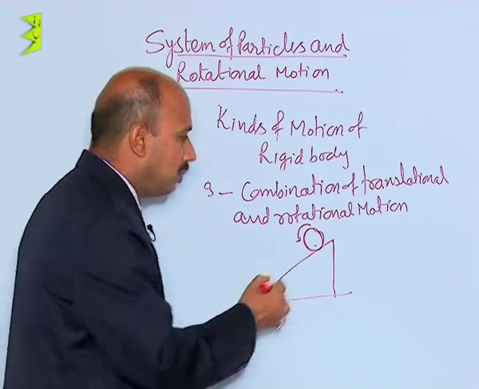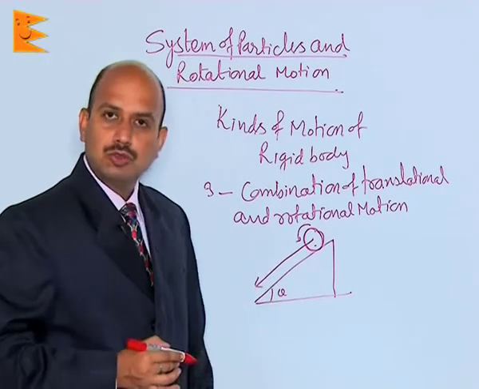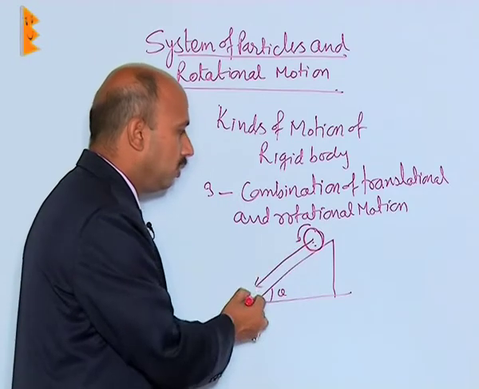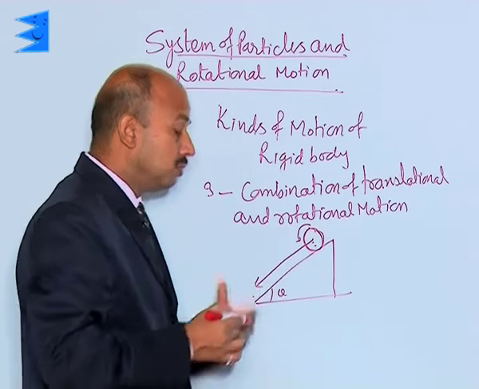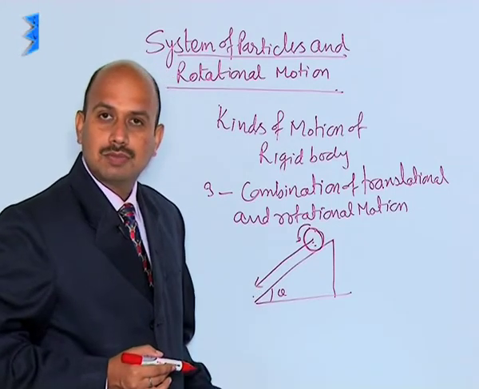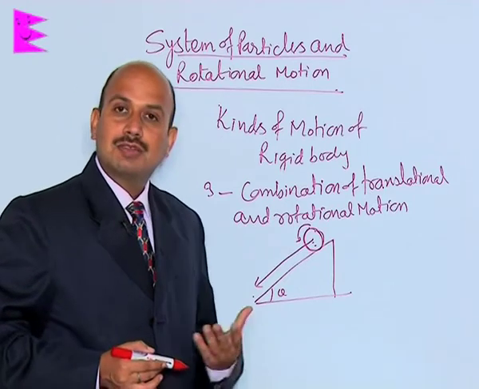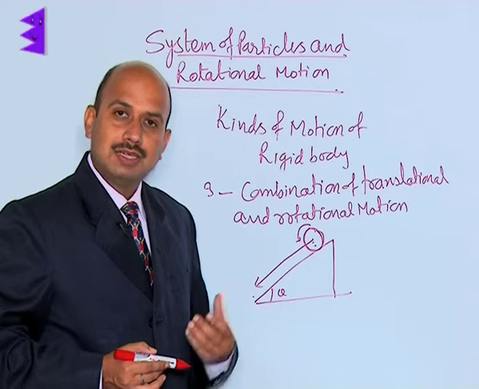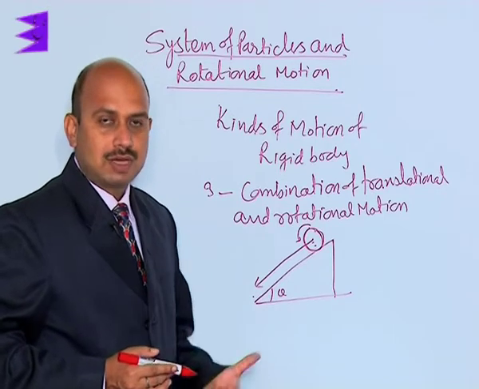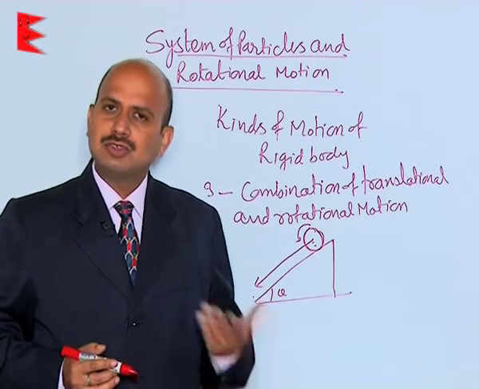So when the body is coming down, the body has translational motion also, because the body has shifted from here to here, and each part of the body is moving with a different velocity. So this type of motion is a combination of translational and rotational motion. So a rigid body can have three types of motion: pure translational, pure rotational, and a combination of rotational and translational motion.